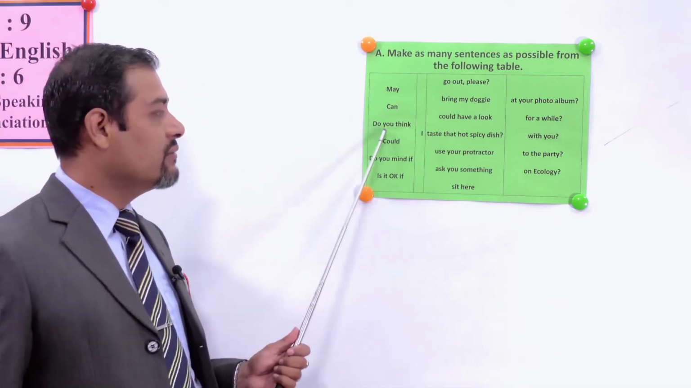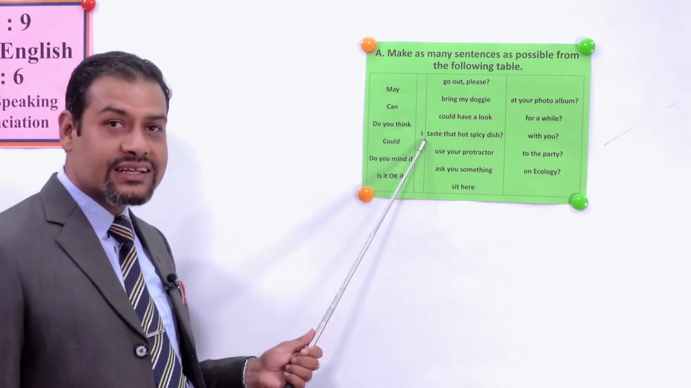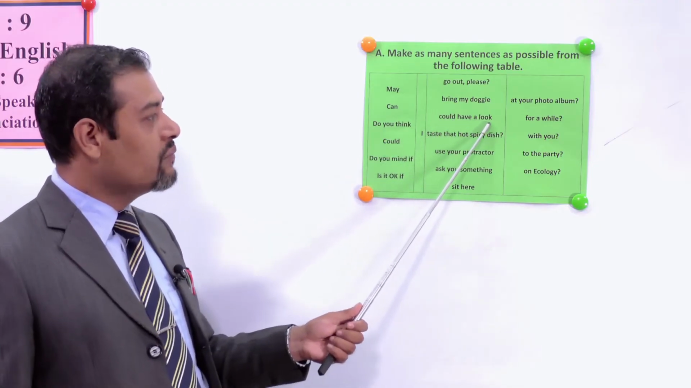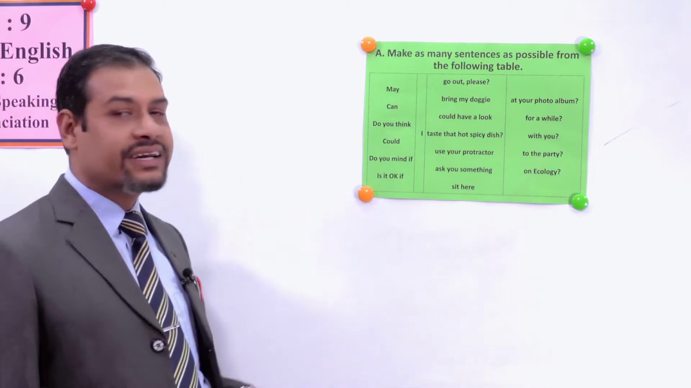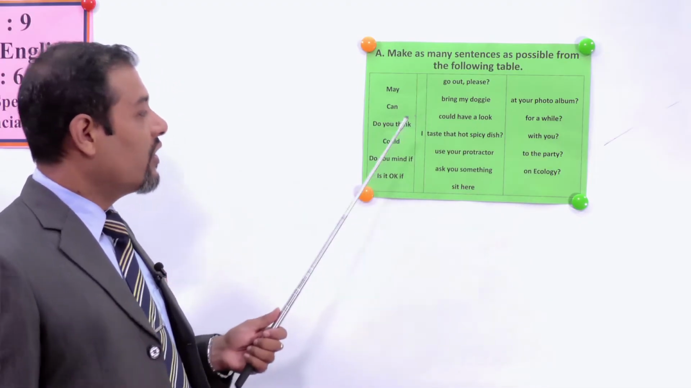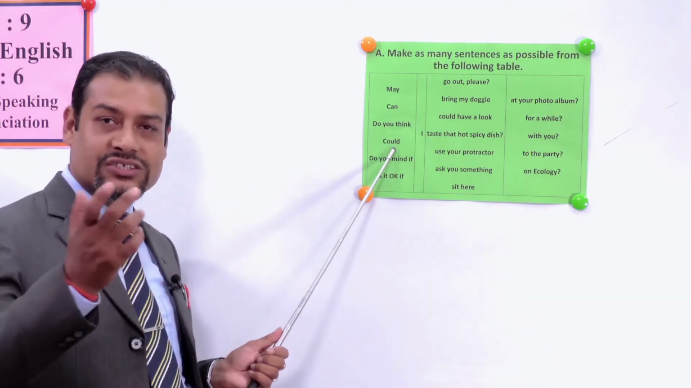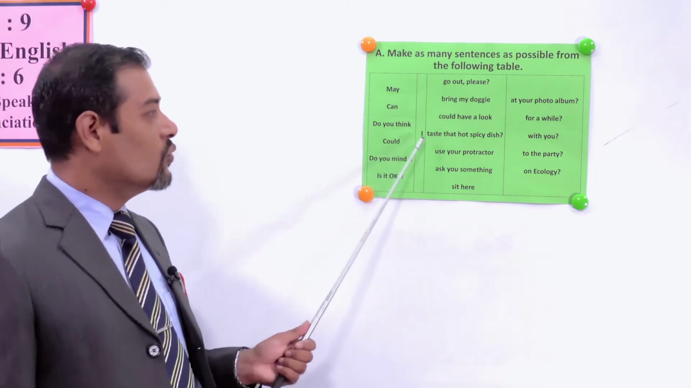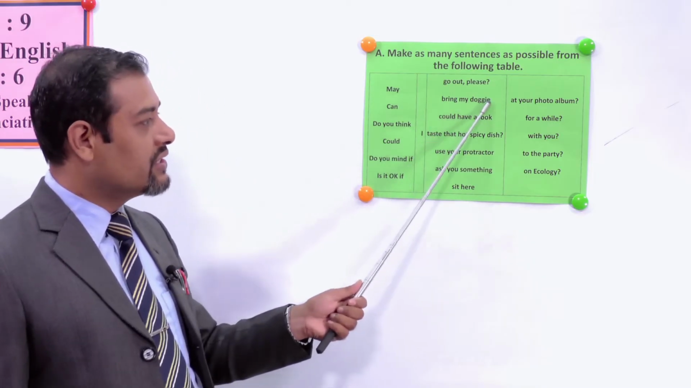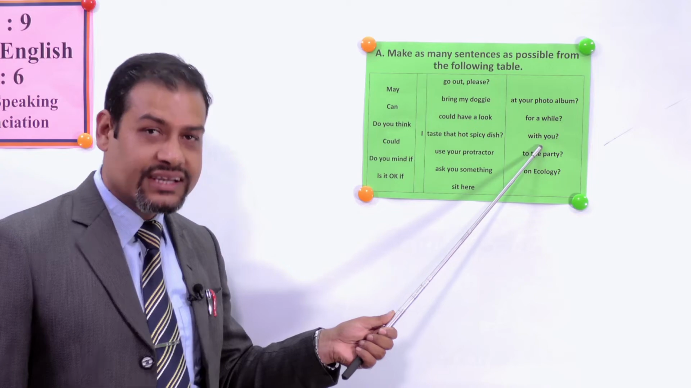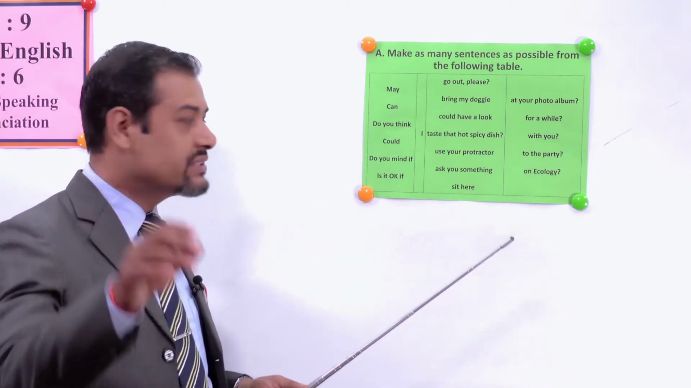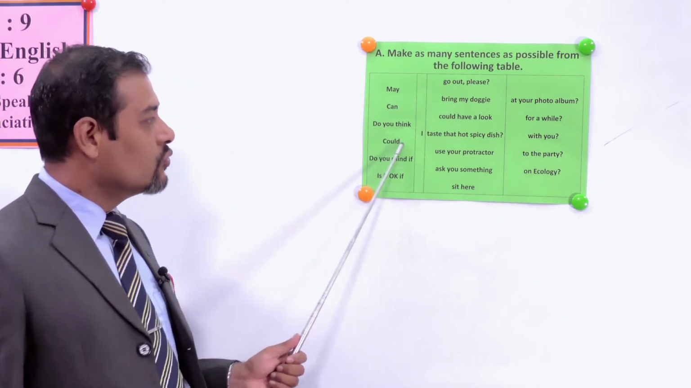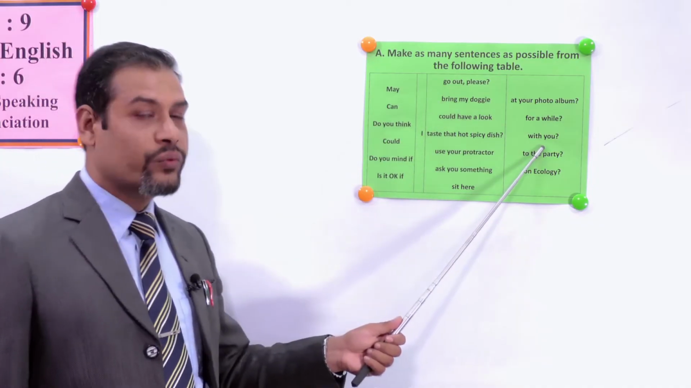Another sentence we have, do you think I, then what can be correct? Could have a book for a while, okay. You can say so. Again, you can use another one to make a sentence. What can it be? Could I bring my doggy with you? Okay, you can make more and more sentences. It can be like this. Could I bring my doggy with you?